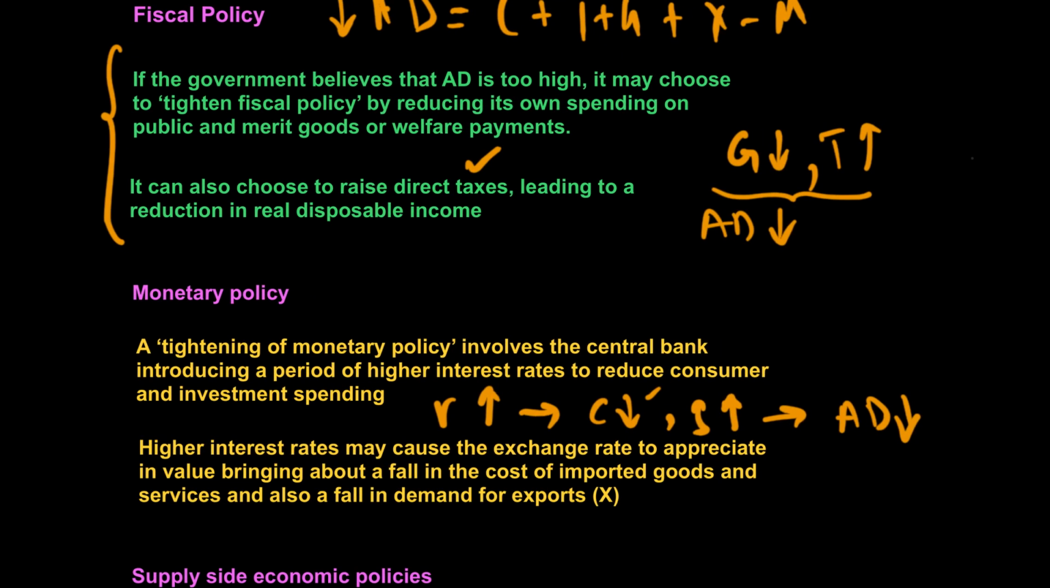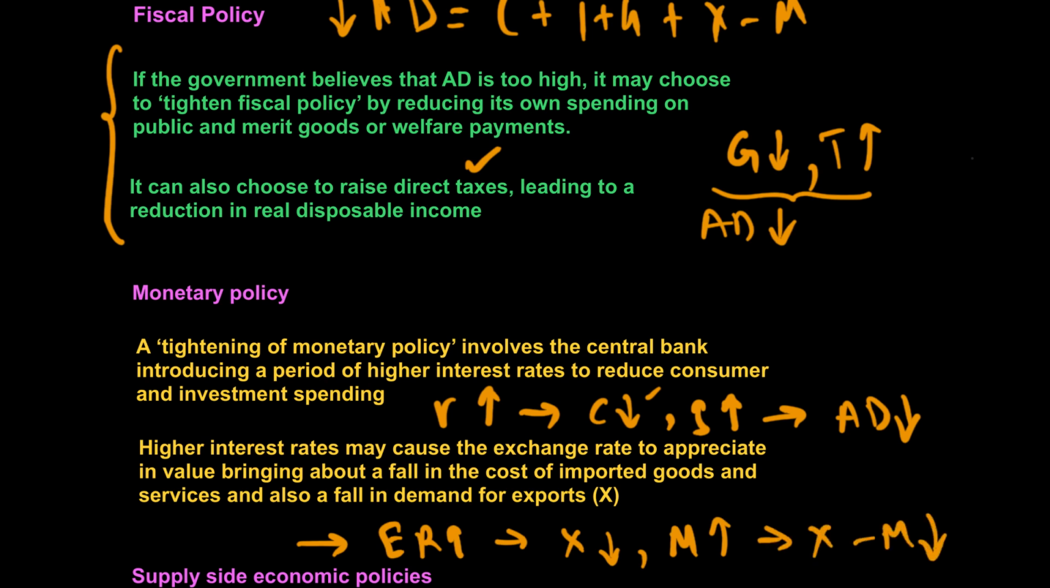Another aspect that we talk about is that when there is a high interest rate in an economy, it may cause the exchange rate to appreciate, and that's simply because higher interest rates result in hot money flowing into the economy. That results in the exchange rate going up, and a higher exchange rate means exports become expensive, so exports will fall, imports become cheaper, so imports will rise, and therefore X minus M will fall.